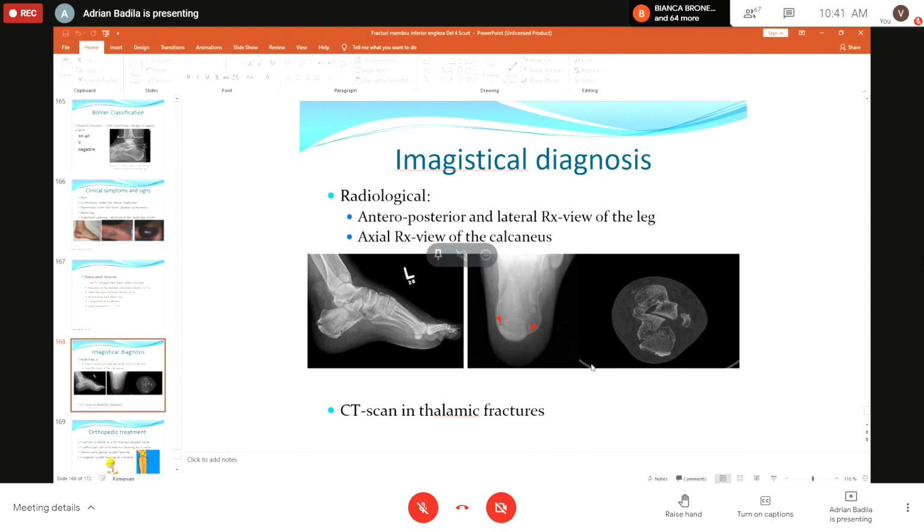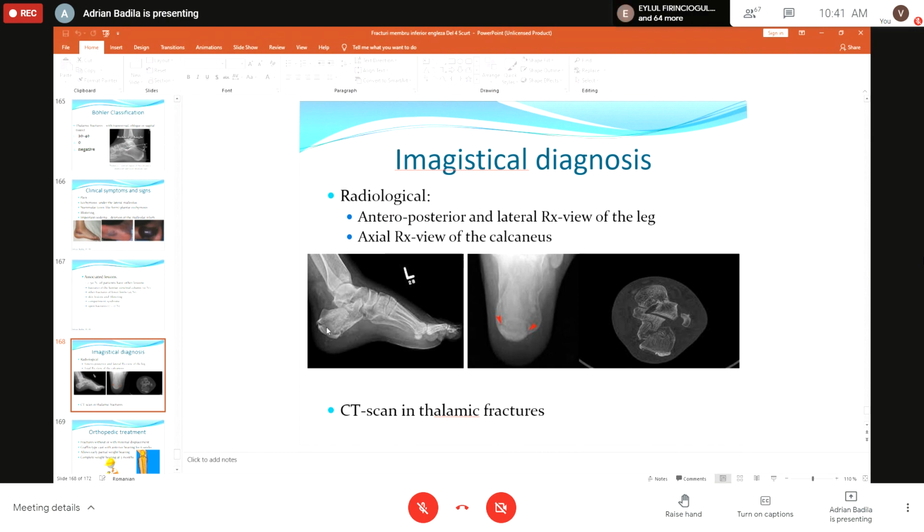We should ask for the 2 classical incidences, the anteroposterior and lateral X-ray views of the leg, and for the posterior part of the calcaneum, we have a 3rd incidence, the axial X-ray view of the calcaneum. In thalamic fractures, which are usually comminuted and displaced, a CT scan is very useful in order to see all the fragments, their dimensions, their displacement, and so on.